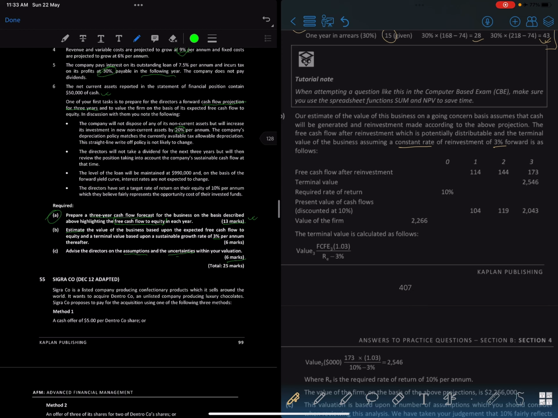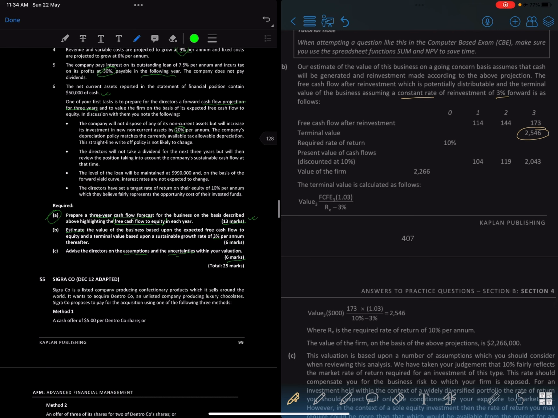So we have the free cash flow after reinvestment, right? And remember, after 3 years there is going to be a terminal value, right? So how can you compute that? You can just use the DVM model. So basically FCFE times 1 plus g, divided by KE minus g, right? So your free cash flow after year 3, with sustainable growth. We can use the same discounting factor at 10%. So you have your FCFE 173, and we multiply it by 1 plus the growth rate of 3%, and then your cost of equity is 10%.